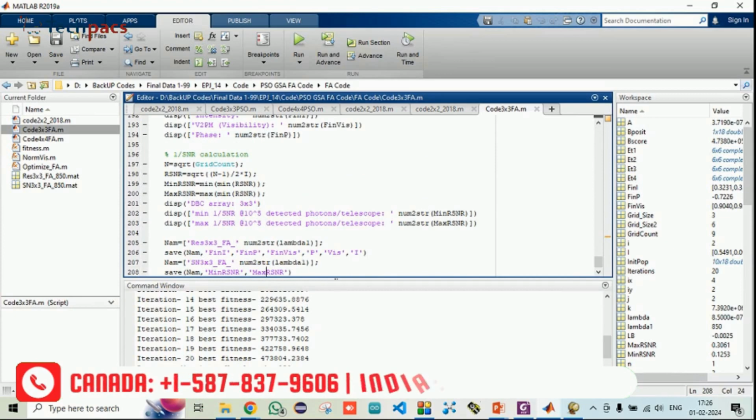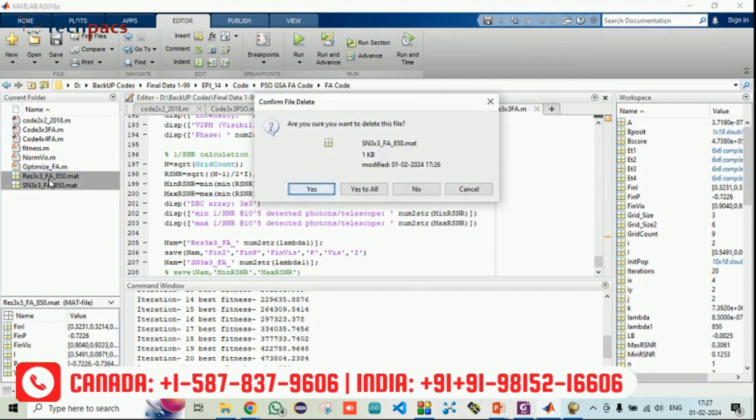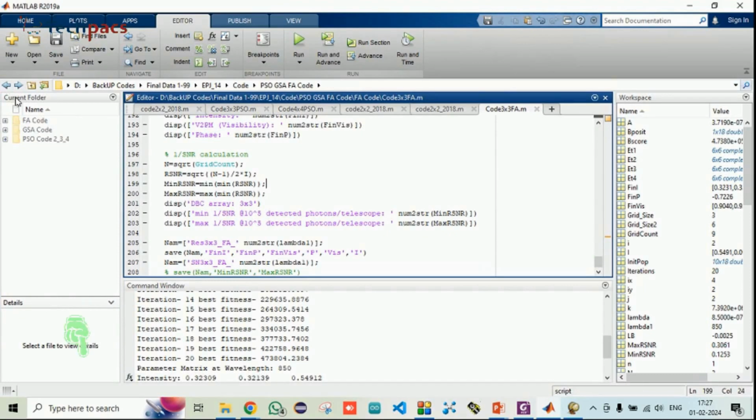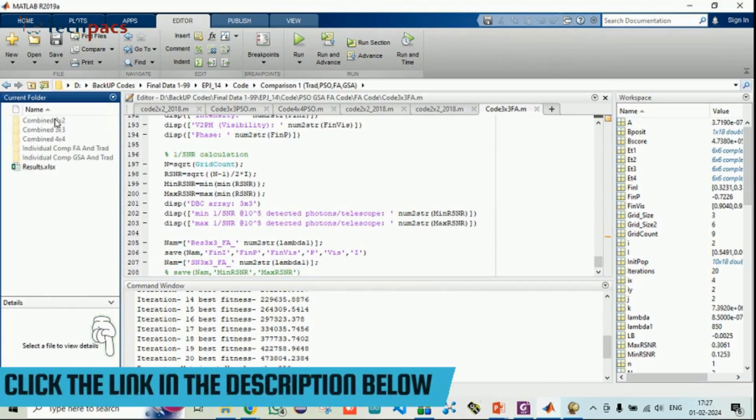minimum and maximum SNR value, so that we can compare it later on. So you can see these files have been saved with the combination set. So finally, after running all the codes with a different configuration, we have compared them with the traditional one.